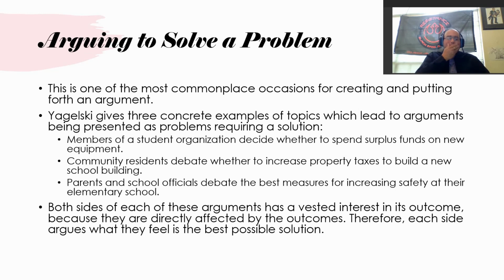All right. So, this is another situation where you have an argument that you're trying to solve a problem. In this case, the problem being where was this funding going to come from? Both sides of each of these arguments have a vested interest in its outcome because they are directly affected by them. Therefore, each side argues what they feel is the best possible solution. So look over each of these circumstances. The student organization, it's going to affect them because they'll either get the new equipment that they need, or they'll use the money for something else that hopefully will be beneficial to them, and hopefully not just go into somebody's pocket.